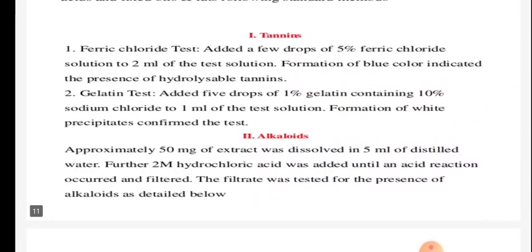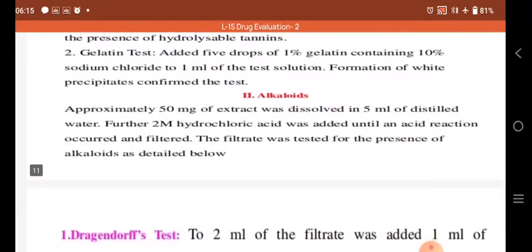For tannins, the ferric chloride test: 5% ferric chloride solution is added to 2 ml of test solution, and the end point is the presence of hydrolysable tannins, shown by blue coloration. Then in the gelatin test, 1% gelatin with 10% sodium chloride is added to 1 ml of test solution, and it gives a white precipitate.